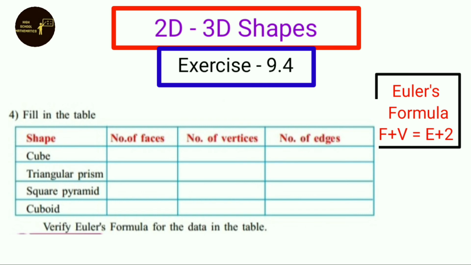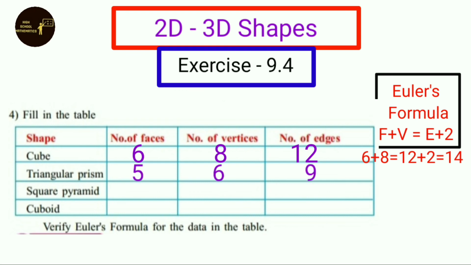See now question number 4. Cube has 6 faces, 8 vertices and 12 edges. Let us see Euler's formula. Faces plus vertices, that is 6 plus 8, is 14. Edges plus 2, that is 12 plus 2, equals 14. Therefore Euler's formula is verified.